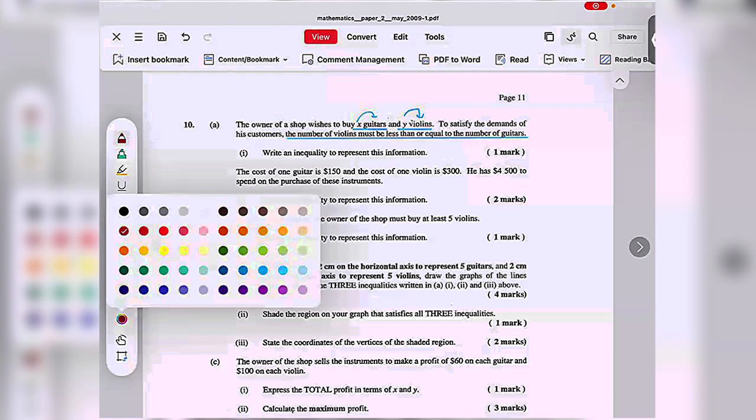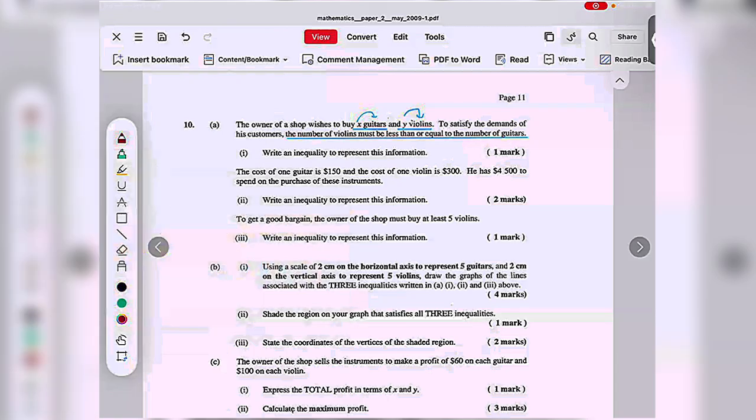So this makes me know right away that I'm working with this sign, less than or equal to. All right. So what must be less than what now? Using letters now, because we're looking at the word violin, and at the end we're looking at the word guitar. So what must be less than what? Y must be less than or equal to X. So y must be less than or equal to x.